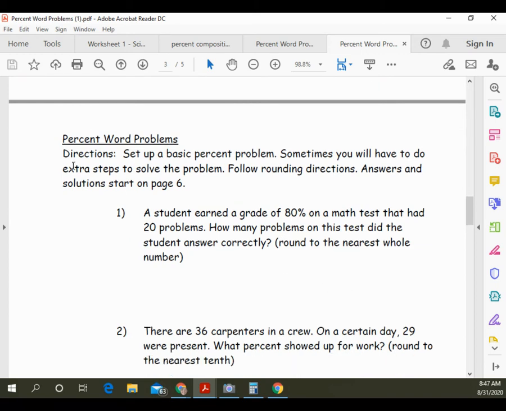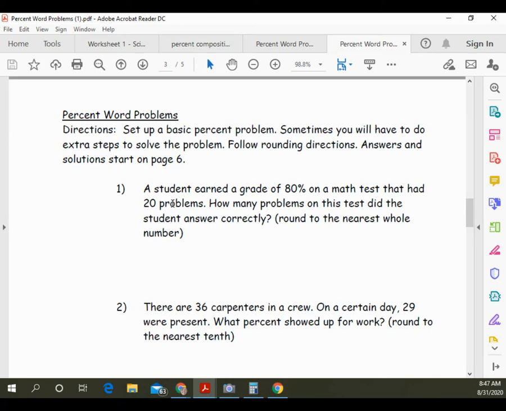Okay. So it says set up a basic percent problem. Sometimes you will have to do extra steps to solve the problem. Follow rounding directions. Answers and solutions start on page 6. So yeah, you get solutions, but I need to see the work. A student earned a grade of 80% on a math test that had 20 problems. How many problems on this test did the student answer correctly? Round to the nearest whole number.